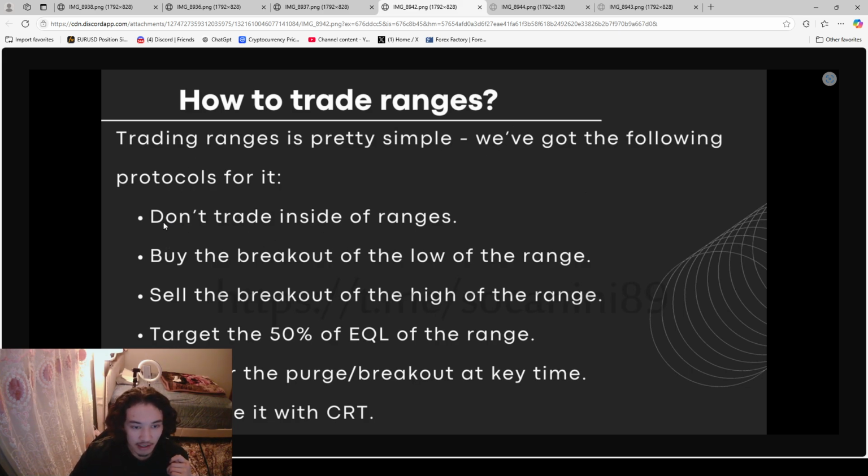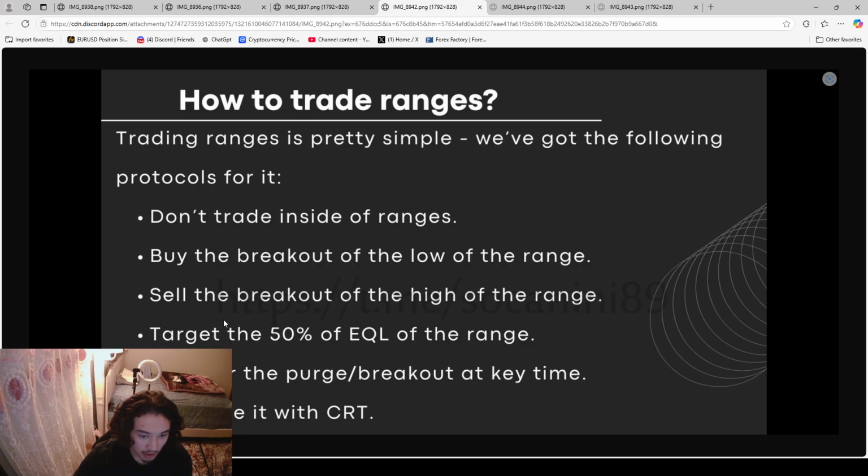He says right over here, don't trade inside the range, but you can once the range high or range low gets purged. Eventually, you can start trading inside the range to the other range side, right? He says you buy the breakout of the low of the range, you sell the breakout of the high of the range, because this breakout is considered a false breakout. If your range is on the higher time frame, it's going to be considered a false breakout. It says false breakout to the downside or upside, right?